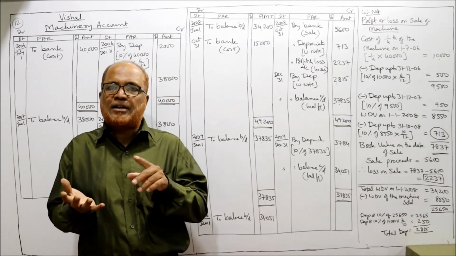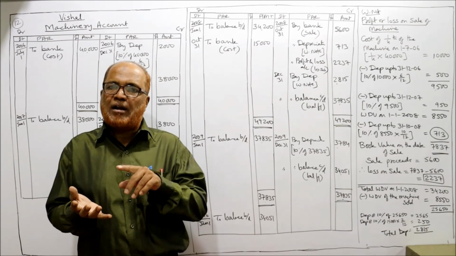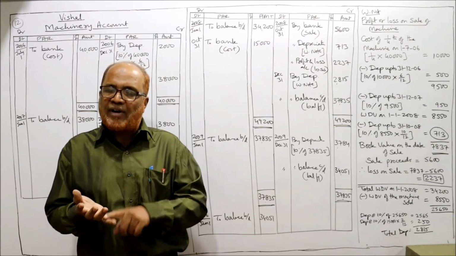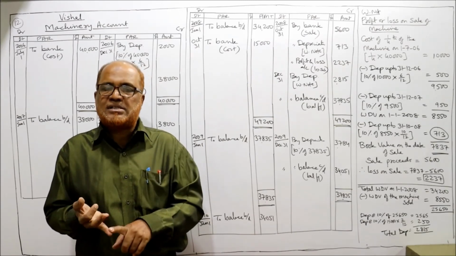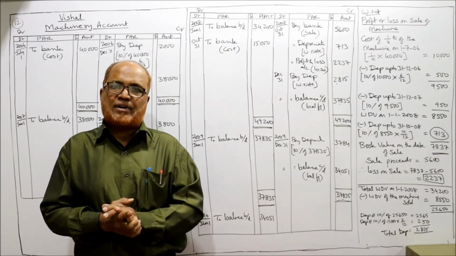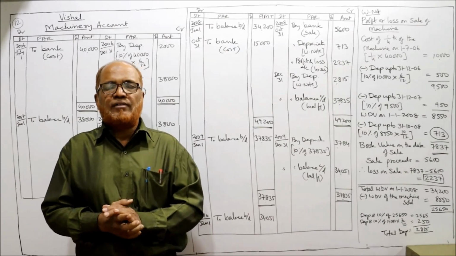So far I have completed bank reconciliation statement, rectification of errors, final accounts of sole trading concern, and depreciation. All these topics I have covered. The next topic will start in the next video.